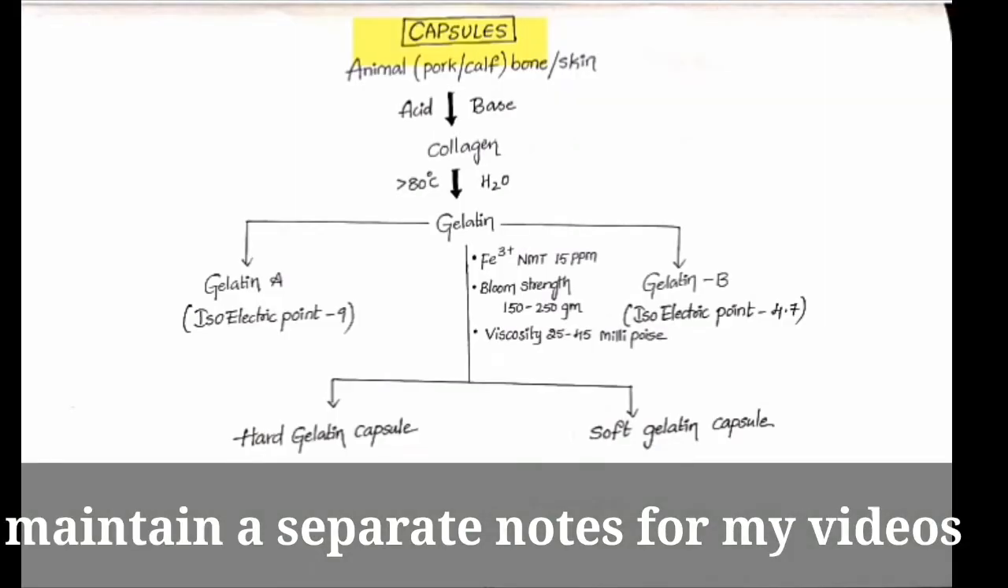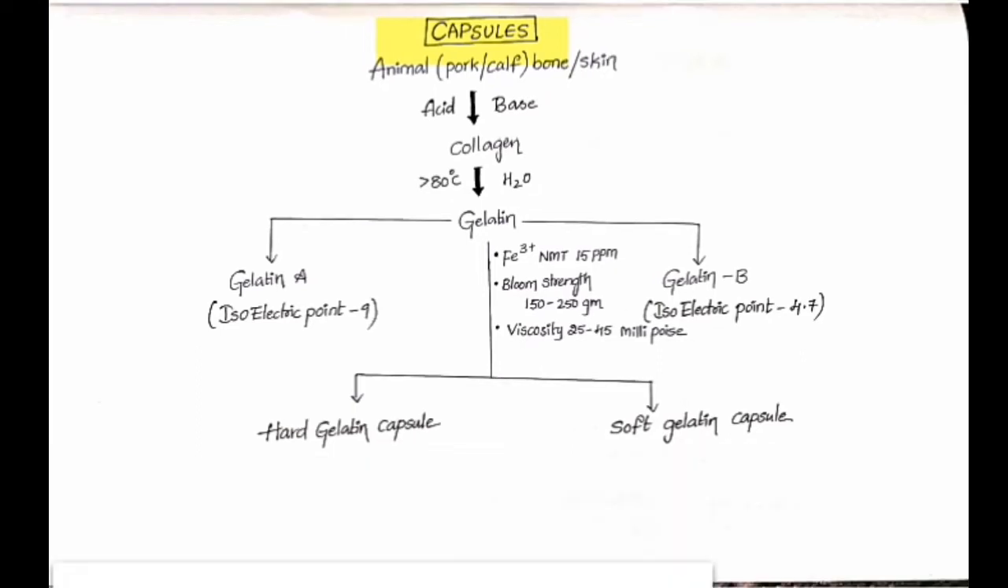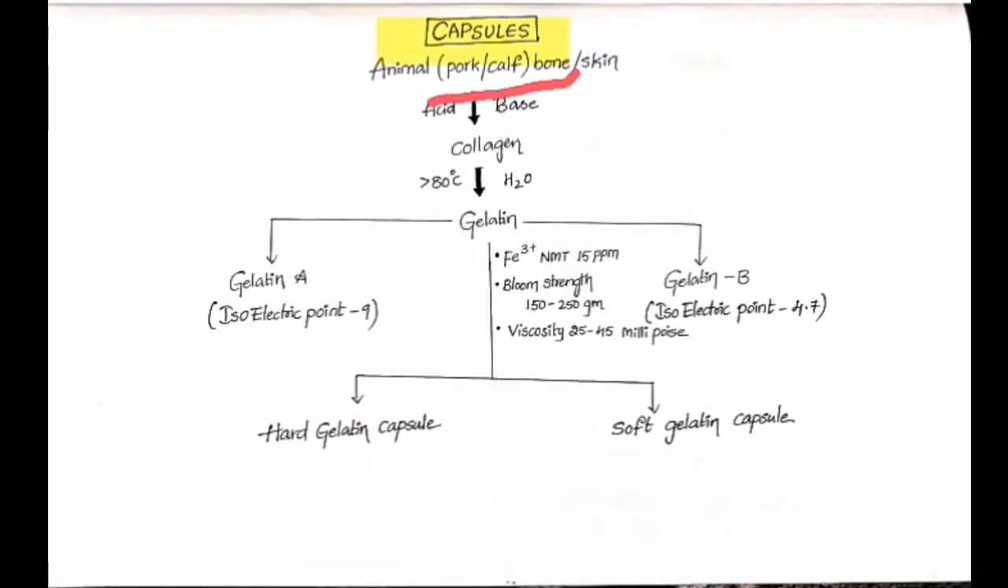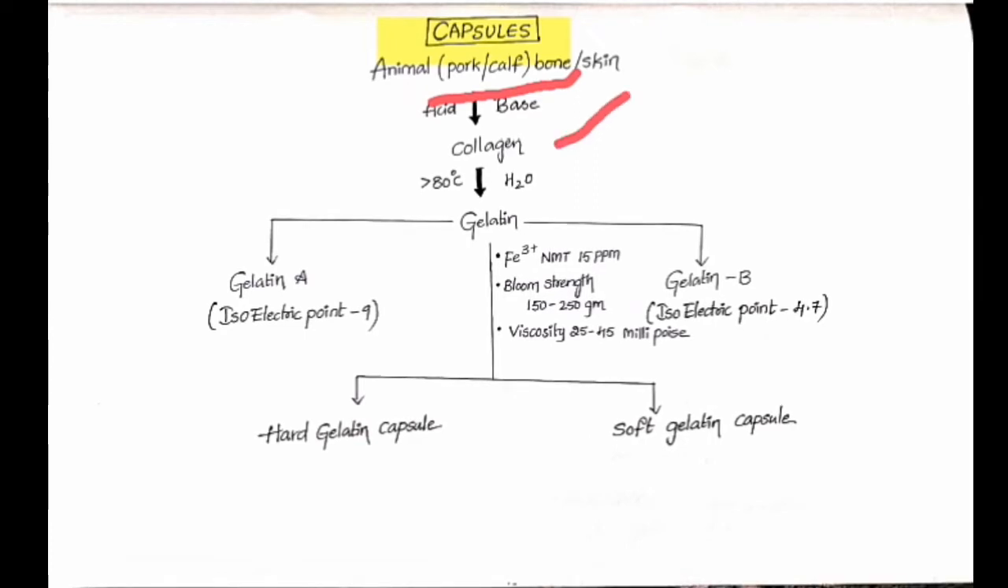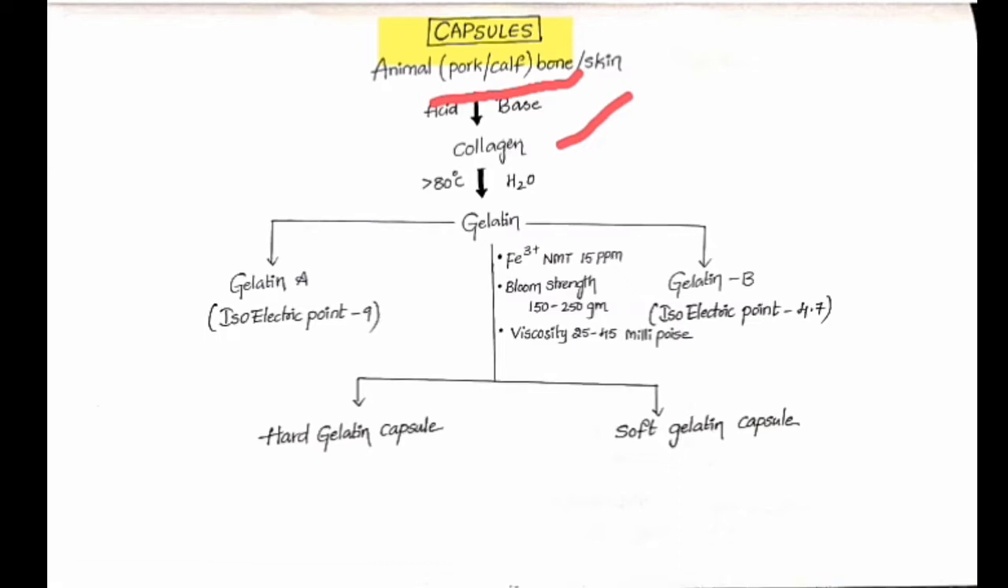Now we are going to discuss one of the important pharmaceutical dosage forms, that is capsules. Capsules are made up of gelatin. If you see the flowchart I represented here, this gelatin is obtained from an animal source, and when it is treated with acid or base, it will form collagen. That collagen undergoes hydrolysis in the presence of greater than 80 degrees centigrade to form gelatin.